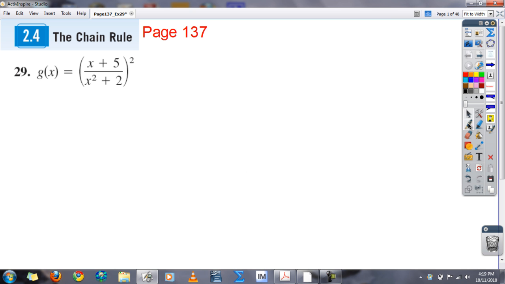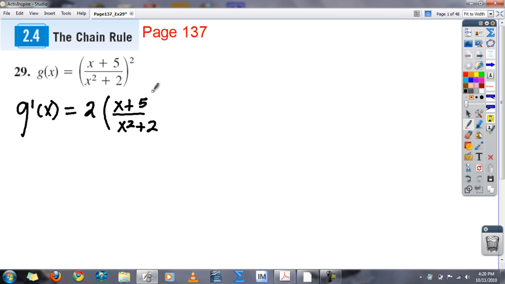Hopefully I can get my pen tool to work. So how does it go? Well, first of all, we know that we have g of x, that's the derivative. Now, chain rule works where we take this exponent, bring it to the front, and subtract 1 from the original exponent. So I should have 2 times x plus 5, whatever that was there, that still goes there, and subtract 1 from here and you get 1, so you don't need that 1 there.